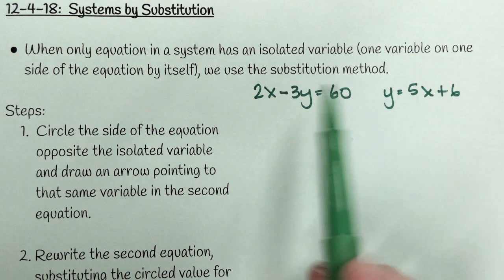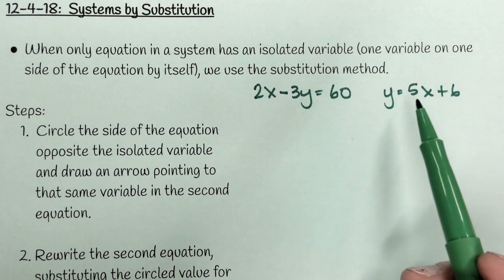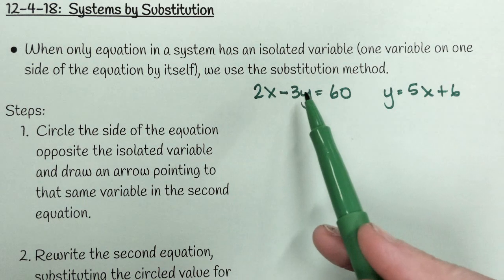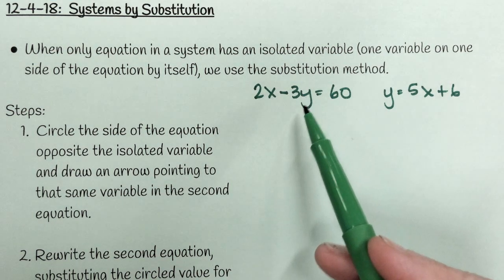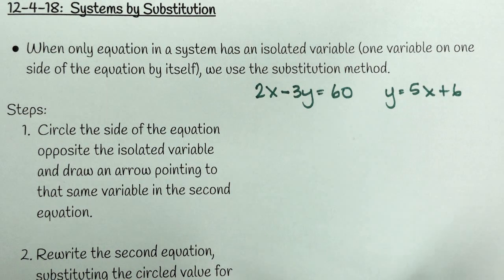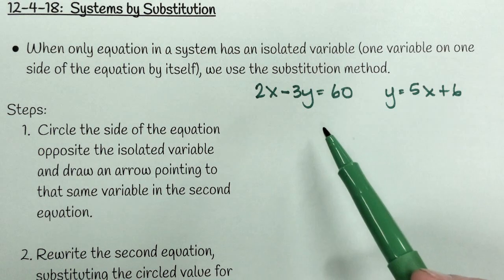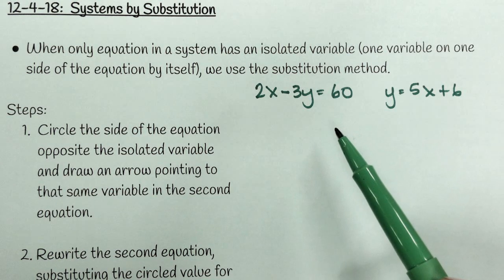Okay, so this is a good example. I have an equation in standard form and I have an equation in slope-intercept form. Well, I could convert this into slope-intercept form, but that's a lot of work. I have a method that I can use that allows me to leave these like they are and not have to do any extra math. Remember, every extra bit of math we do is an extra chance to make a mistake. We don't want to do that.